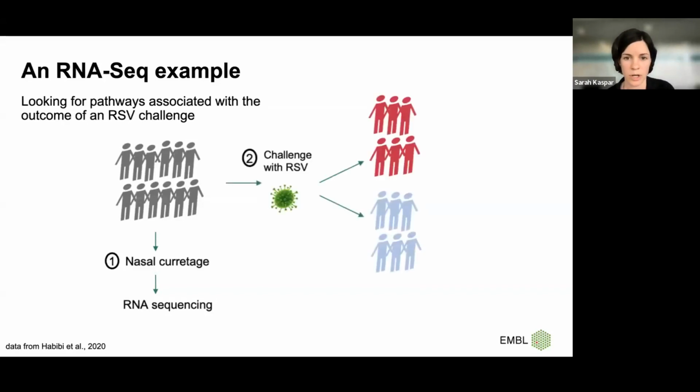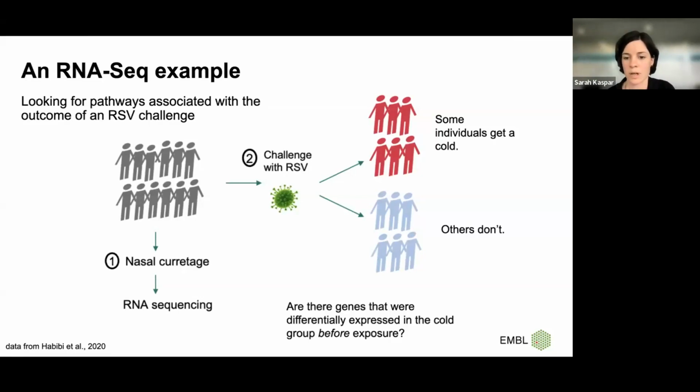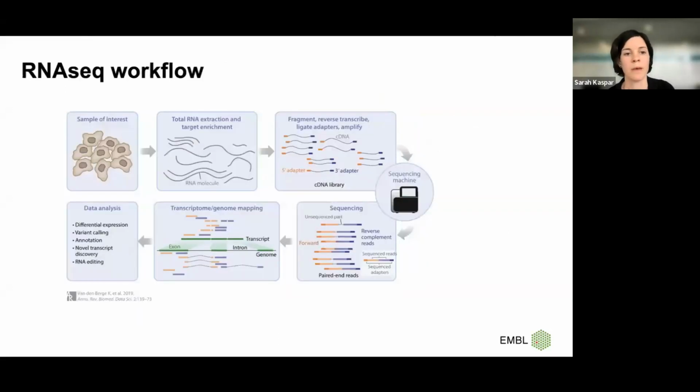After this, they were all challenged with the virus. So they all got some drops of the virus in their nose. And after a couple of days, some individuals got the cold and others didn't. So the question was now whether there are genes that were differentially expressed in the cold group before the exposure, or in other words, whether there are some genes that are predictive for the outcome of the challenge.